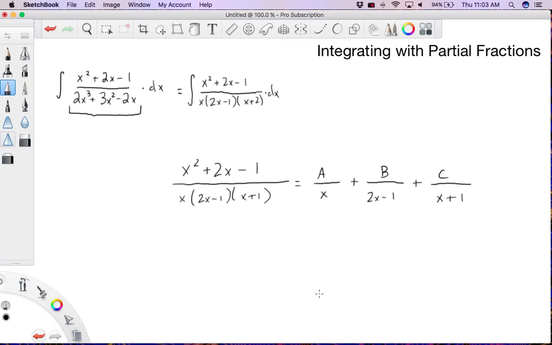Anyways, the way that you solve this at this point is you multiply absolutely everything in the equation. So I mean this term, this term, this term, and this term. We're multiplying all 4 pieces by the total denominator. So we're going to multiply everything by x, everything by 2x minus 1, and everything by x plus 2 on both sides.